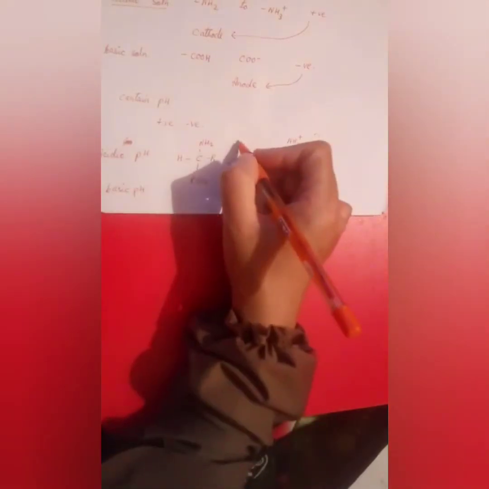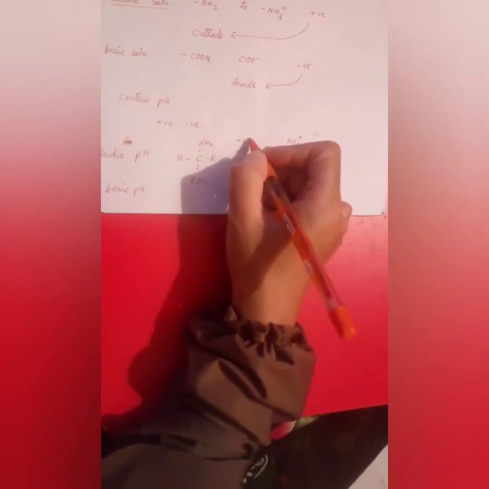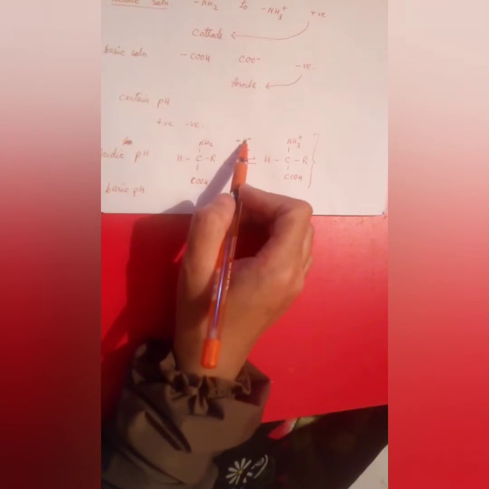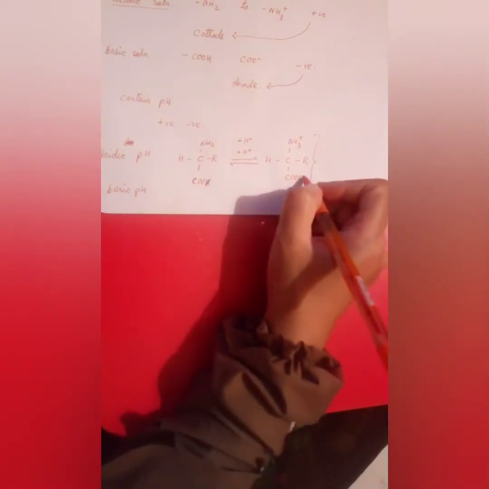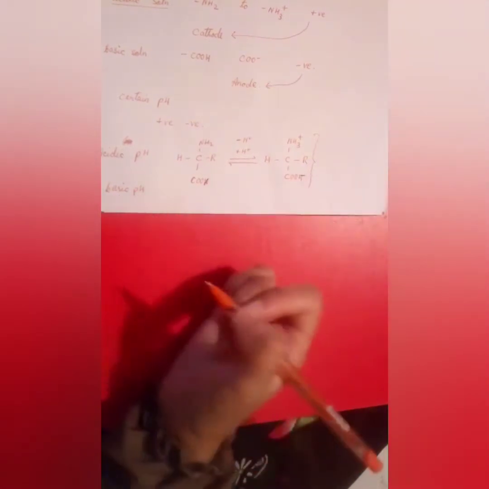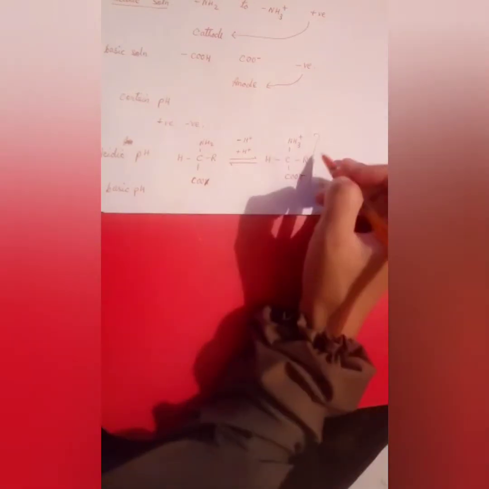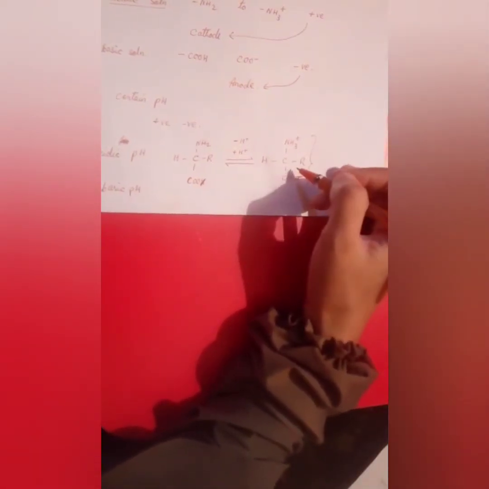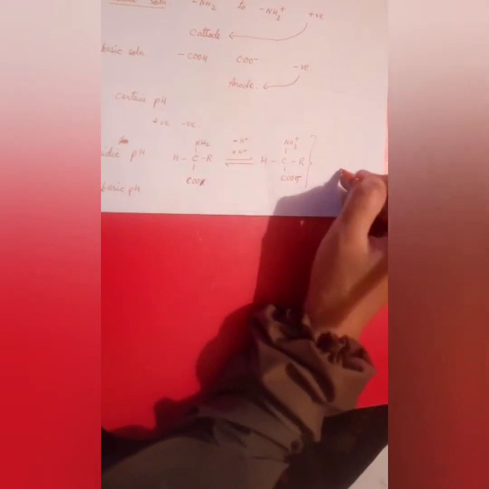Alright, so same thing in the case of basic pH. In basic pH, it will lose one proton, so it will have an extra electron. This will be lost, so it will become COO minus in case of basic pH. In that case, it will become totally negatively charged and it will be attracted to the anode.